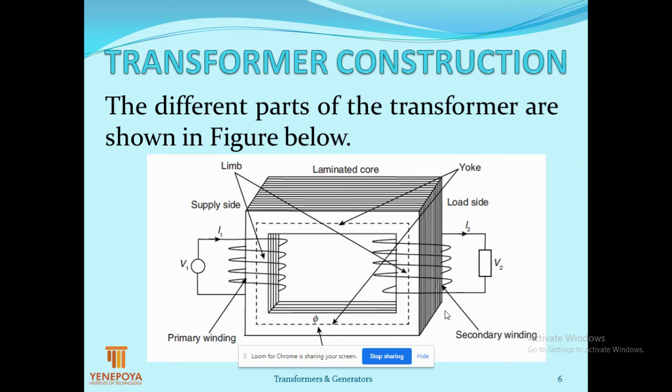That is about the construction. In the core type, you are seeing the windings are a considerable part of the core. In the shell type transformer, the shell covers a considerable part of the winding. Here we have one magnetic path, you are seeing the flux phi here.